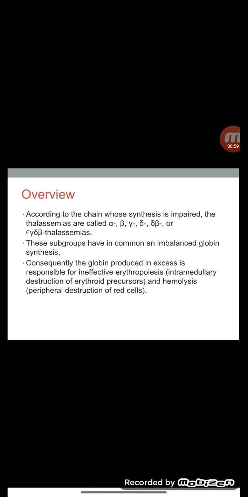Usually alpha and beta thalassemias are more common, while gamma, delta and other thalassemias are not compatible with life. That's why we don't see many thalassemias related to the impaired synthesis of those globin chains.